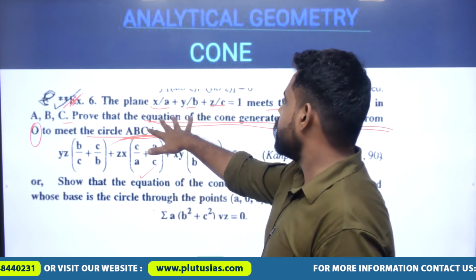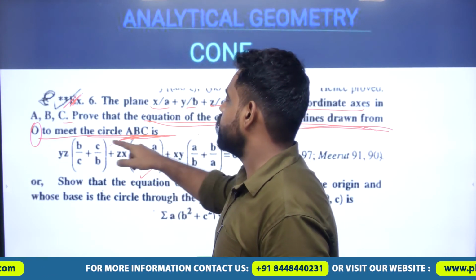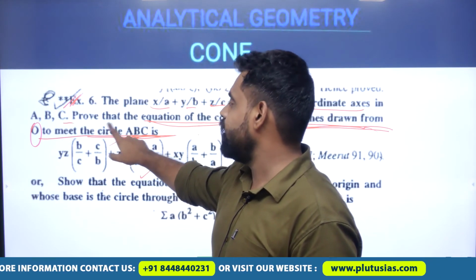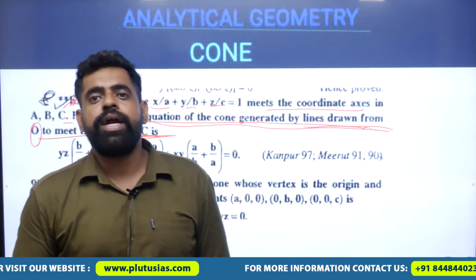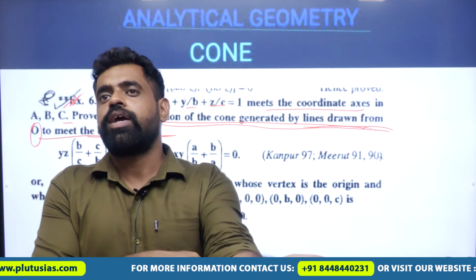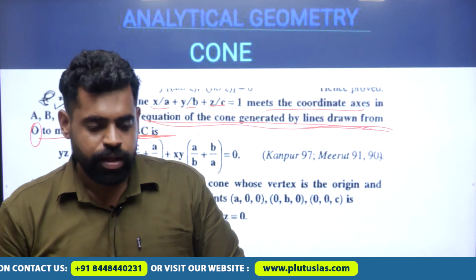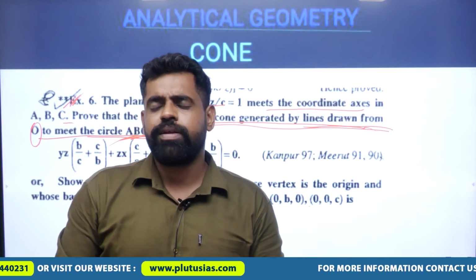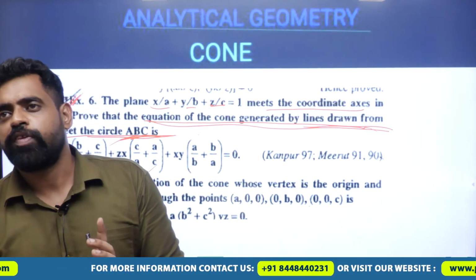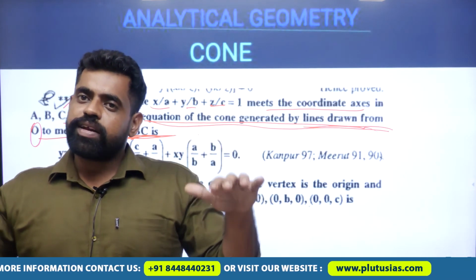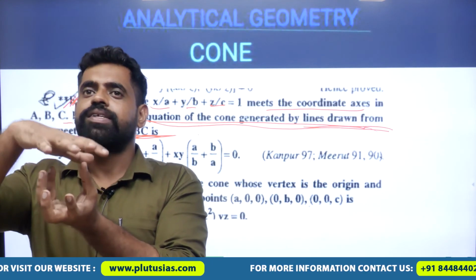See, here also prove that the equation of a cone generated by the lines drawn from O to meet the circle ABC, this O is the origin. Now in 3D geometry, we don't have the equation of the circle as you had in your class 10th or 12th level, where you write the equation in degree 2. Here in 3 dimensions, the circle is an intersection of a plane and a sphere. If you cut a ball from the middle, you will see a circular portion.